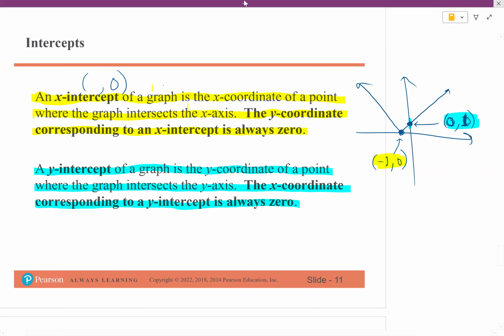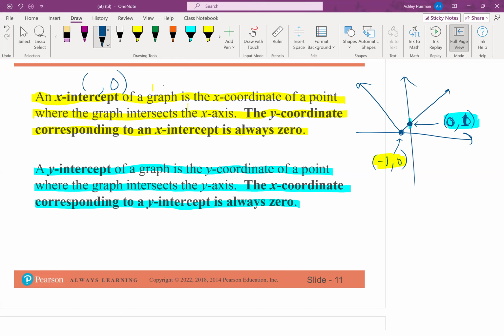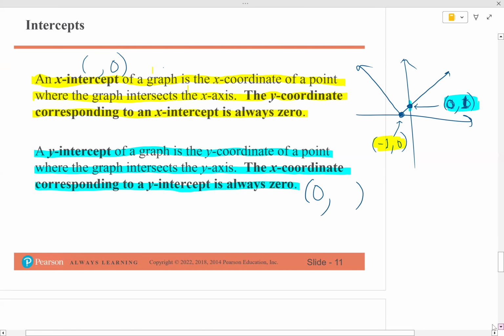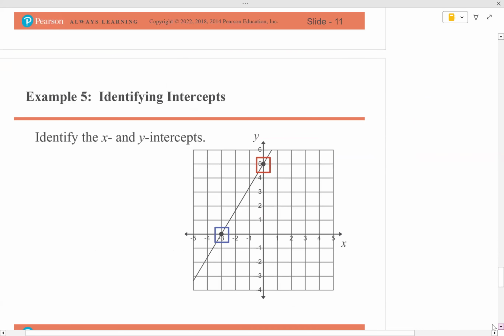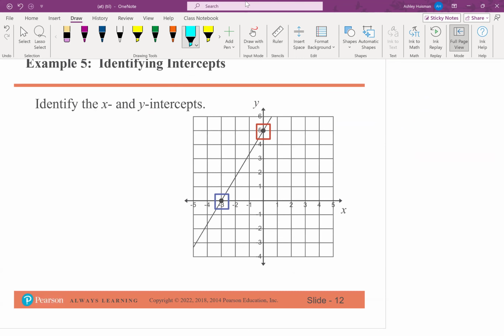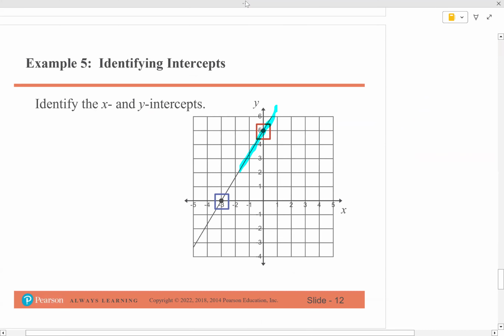There we go. That's how it will always look. 0, something. Because if you're on the y-axis, you didn't move left or right off to the x-axis. That means your x value would be 0. So here's another graph. I kind of have the intercept boxed just to make it really easy, but this is our graph. It's a line.